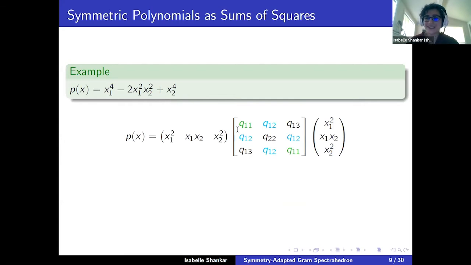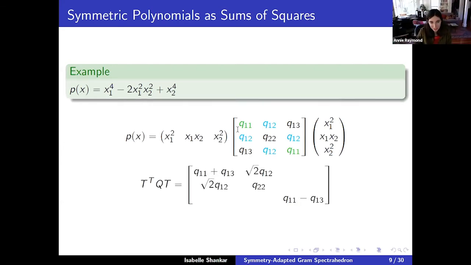So let's do that with our example. We can calculate T, there's algorithms for it, and in fact, this is what our Q matrix ends up looking like. So we get these two smaller blocks.